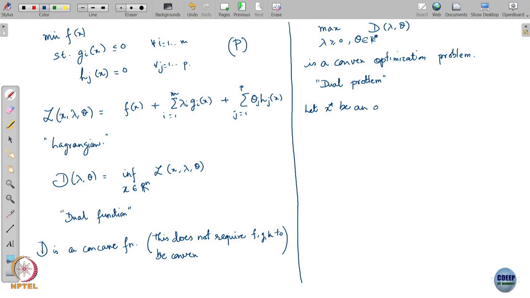Let x star be an optimal solution of P. And now let us look at the Lagrangian of x star comma lambda comma theta. So, this is equal to f of x star plus all this.